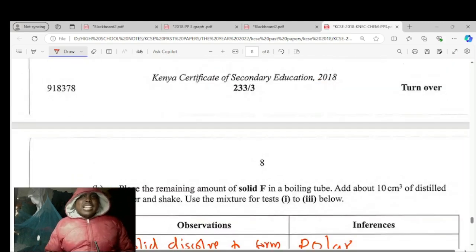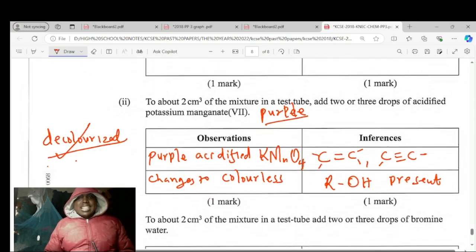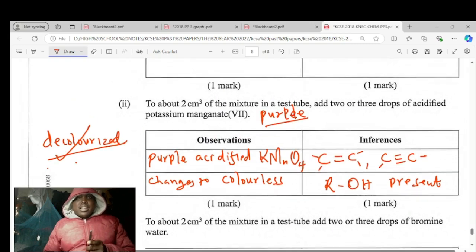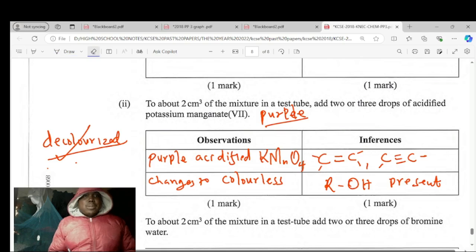Now, if you come here and write, of course, the ROH will change the potassium permanganate purple to colorless. It will do so. Lakini kumbuka from the beginning tulisema haikukuwa because alcohols will burn with a blue non-sooty flame. Now when you put it here, you contradict, and you are going to score nothing. Here, any price itakuwa 0. Therefore, please remember that is the chemistry we are learning. You are not going to include ROH here. The answer is going to be the double bond and the triple bond only.